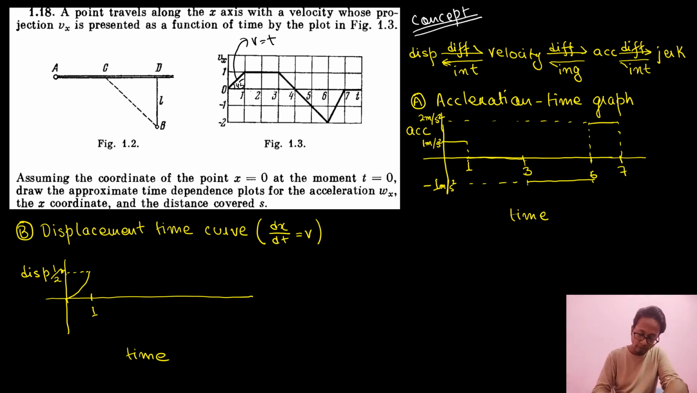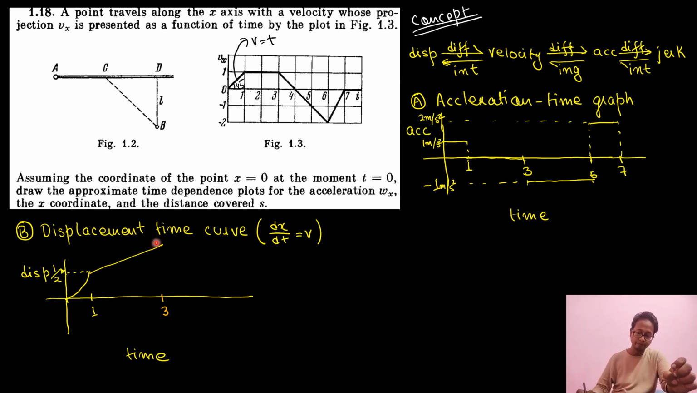Now from this point to this point, that means from 1 to 3, the acceleration is constant. So the velocity would keep increasing at a constant rate. The displacement time graph would be nothing but a straight line. Sorry, I said something wrong. If the velocity is a straight line, that means the displacement curve will be a slope.